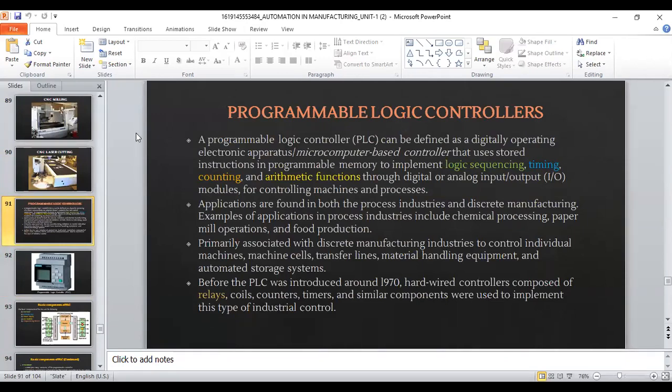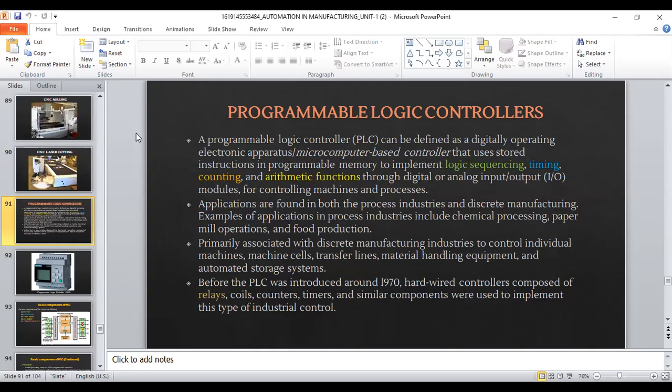Programmable logic controller. So we are seeing that it can be defined as a digitally operating electronic apparatus or microcomputer based controller. Basically, a PLC can be called a computer, because it has all the components that you would see in a computer. So it's a microcomputer based controller, because it is trying to control, as the name suggests, that uses stored instructions in programmable memory, right? Those stored instructions are in programmable memory to implement logic sequencing, timing, counting, and arithmetic functions. These are all the capabilities that we have.